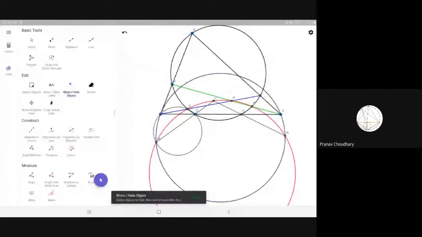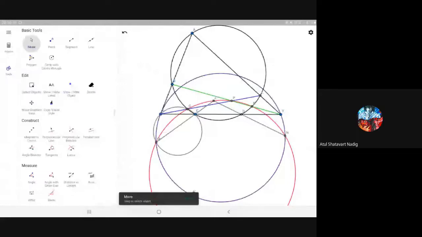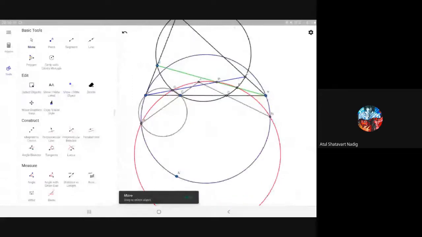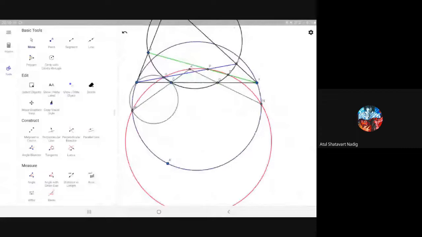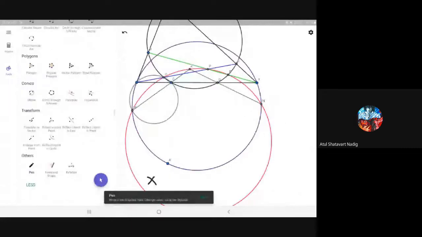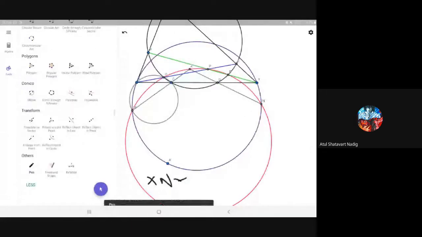We will prove that M and N lie on the violet circle. We just want angle XMY to be equal to angle A, but XMY is XMQ plus QMY. XMQ is XCQ. Can you repeat? XNY is XNP plus PNY.